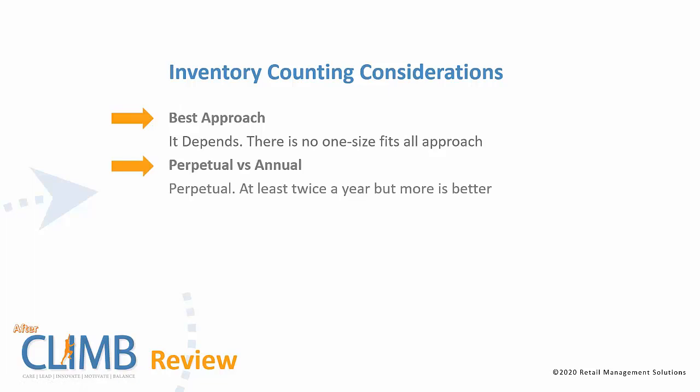Perpetual versus annual. Annual is that horrible situation where you count the entire store once a year, all in one fell swoop. Everybody hates it, and the inventory count is not very accurate compared to the other option, perpetual. And what's really the difference? Well, perpetual, you're just counting all the time, but you're counting just a little tiny bit of the store at any given time.